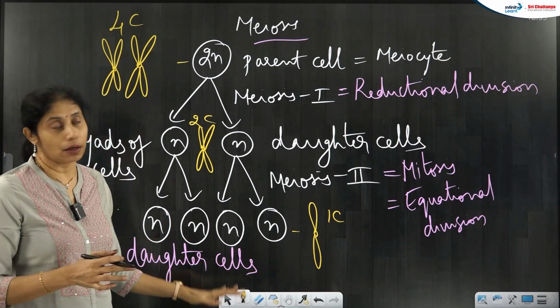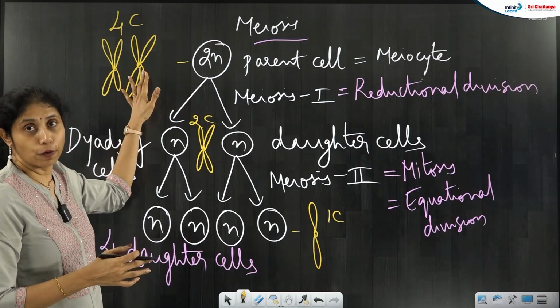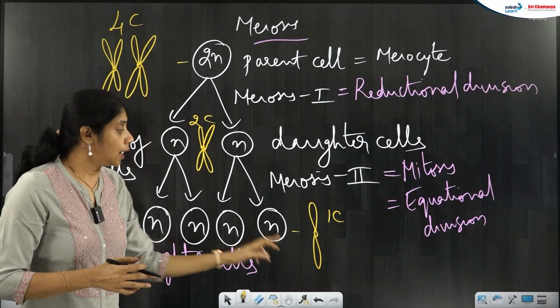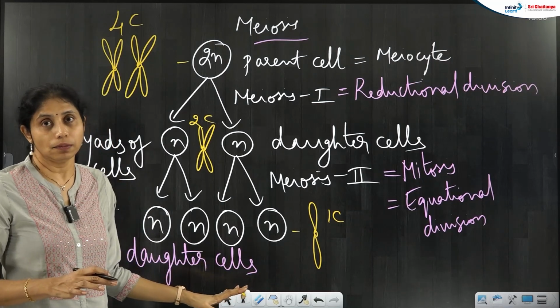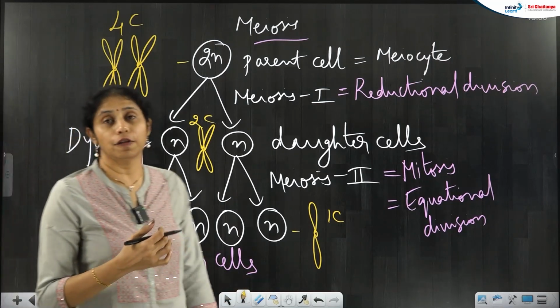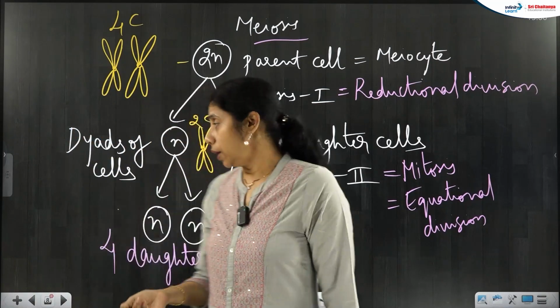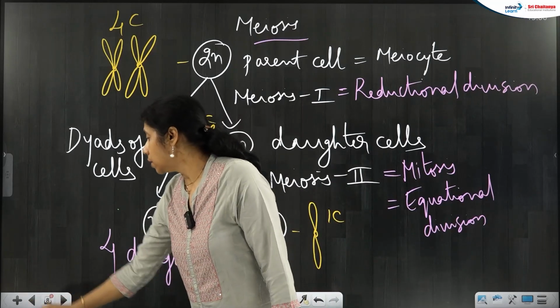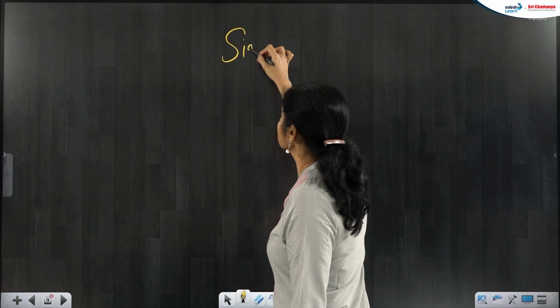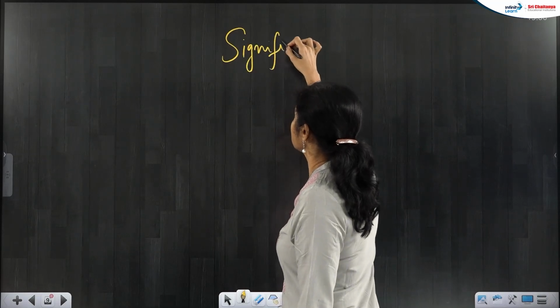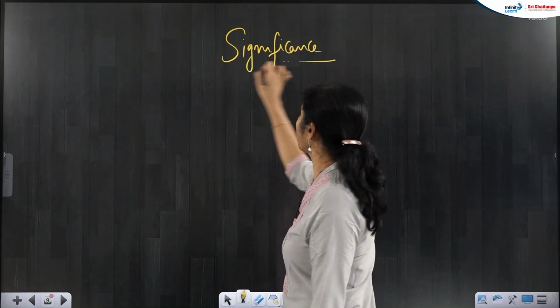DNA amount if you take, here in this parent cell we have the 4C amount of DNA, then by the end of the meiosis you will have 1C amount of DNA. Okay, this is the end of the meiosis, how it happens. Now the last point is the significance of meiosis. What is the significance of meiosis?